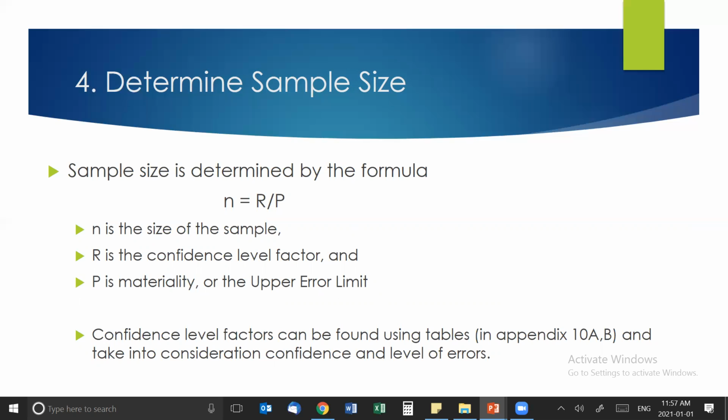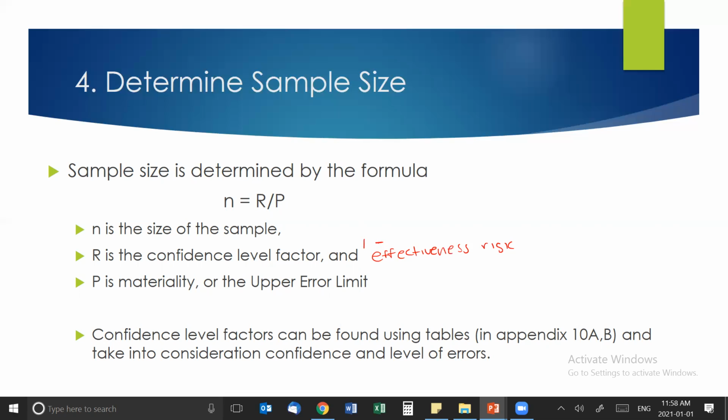Let me just write that down. R is the confidence level factor, and I'll explain how you get that. You have to find it using the tables, because it's a complicated calculation. Basically, your confidence level factor is 1 minus your effectiveness risk, which is something that you determine. So if you know the effectiveness risk, 1 minus the effectiveness risk gives you the confidence level factor.